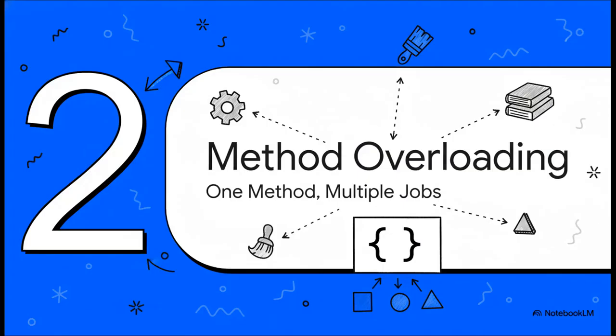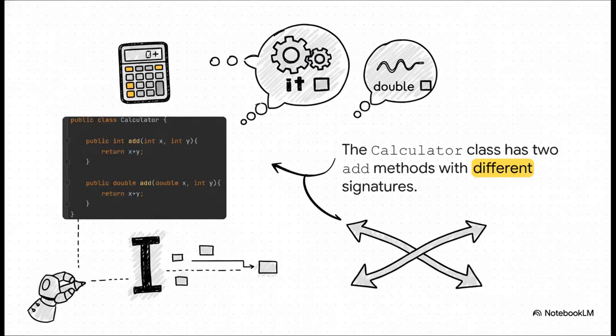All right, let's dive into the first type, method overloading. The easiest way to think about this is giving one method name a bunch of different jobs inside the very same class. Take a look at this calculator class. We've got two methods, and they're both called add. But here's the key, right? Look at the difference. The first one takes two integers. The second one takes a double and an integer. So same name, but a different list of ingredients, or what programmers call a different method signature.